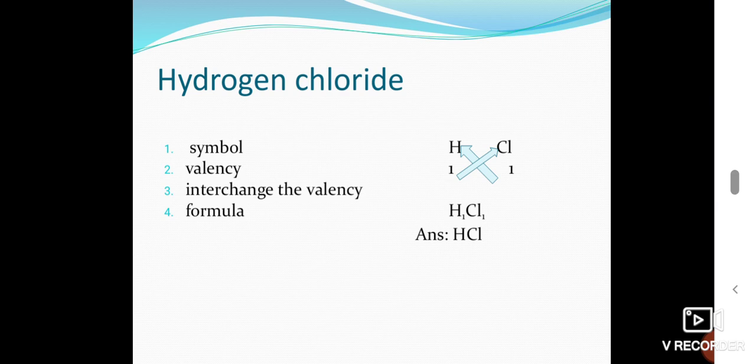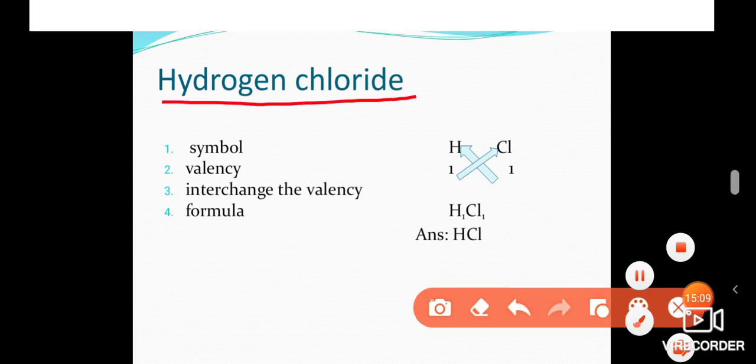Hydrogen chloride. The name of the chemical compound is what? Hydrogen chloride. Now we write the chemical formula for hydrogen chloride. Let us say 4 steps are there. First one, write the symbols. So first involved hydrogen. What is the symbol for hydrogen? H. And chloride. You write the symbol of element alone.